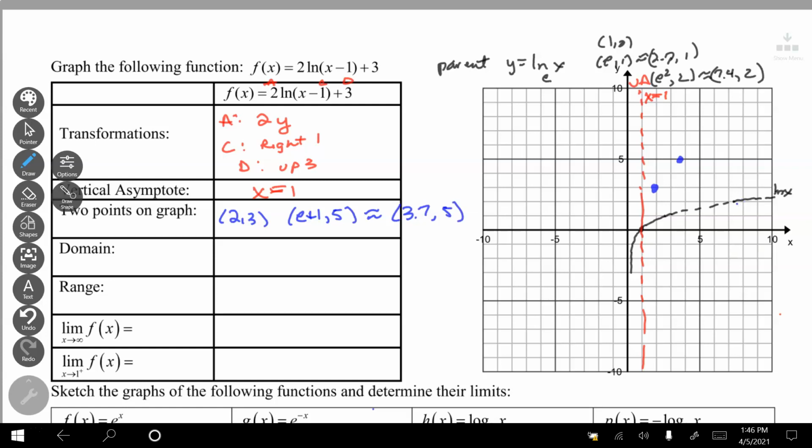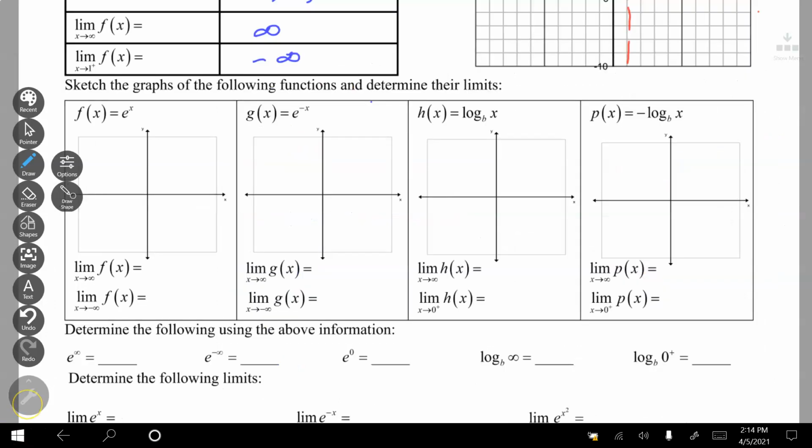But I'm going to do this point right here at 7.4, comma 2, double it, 7.4, comma 4, right 1, up 3, 1, 2, 3. Have this point right here, and now I get this graph that looks like this. My domain is 1 to infinity. My range is all real numbers. And the right side of the graph goes up forever to infinity, and the right side of 1 goes down to negative infinity. So the hard part is knowing what your base is and making sure you're plotting a couple points on there. There's always going to be 1, comma 0 and base, comma 1 as your 2 points on the graph.